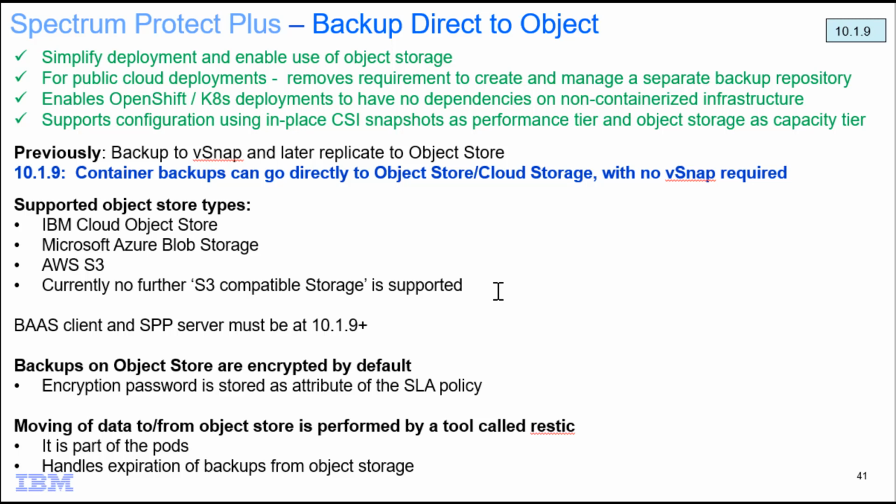Hi, welcome to this demo of IBM Spectrum Protect Plus version 10.19. I'll be showing you how you can now back up your Kubernetes or OpenShift snapshots directly out to object storage. In addition to our original method of copying those snapshots out to the Spectrum Protect Plus vSnap and then having the vSnap replicate them out to object storage, you now have the option of the SLA dictating that they go direct to object storage instead.